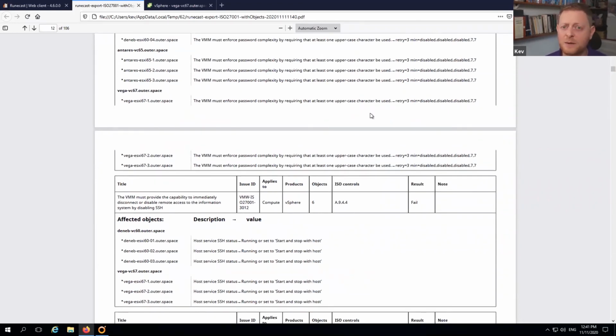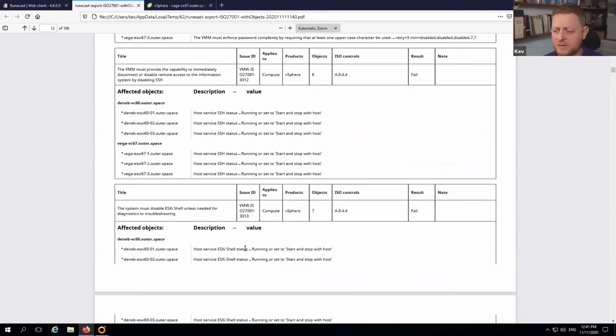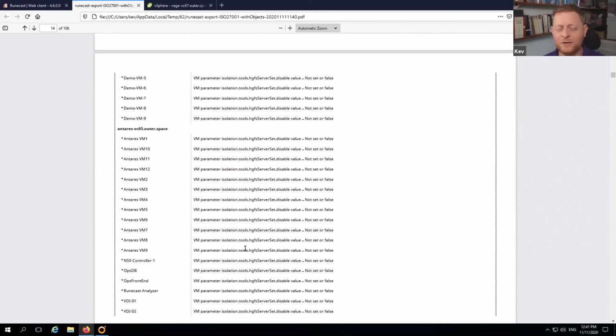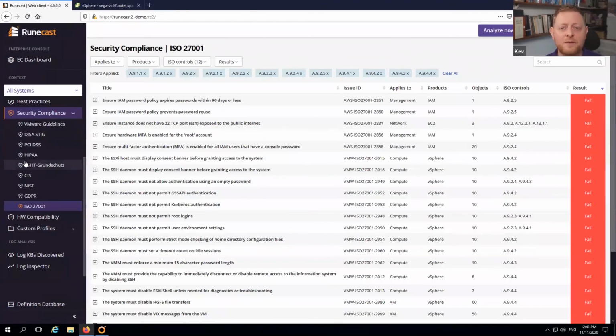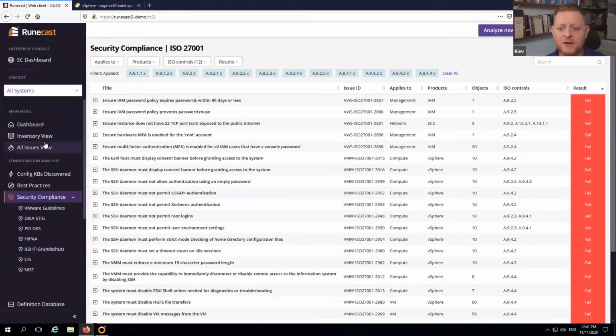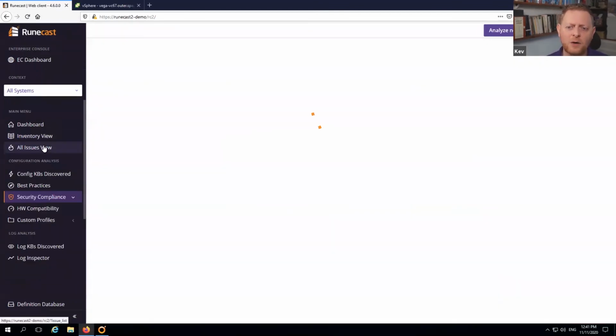So this isn't just AWS. This is vSphere as well. So we've got things like SSH running on some hosts. We've got some parameters on virtual machines that are not in line with the PCI DSS hardening guide, with the ISO hardening guide rather. So all of that information is in there, and you can just show them very, very quickly what's going on.